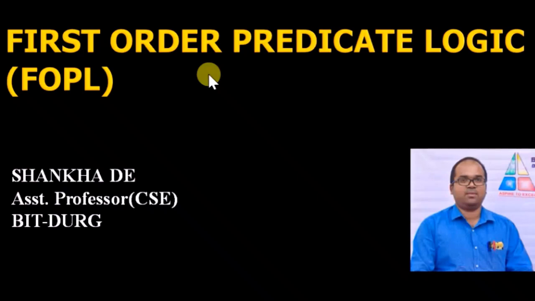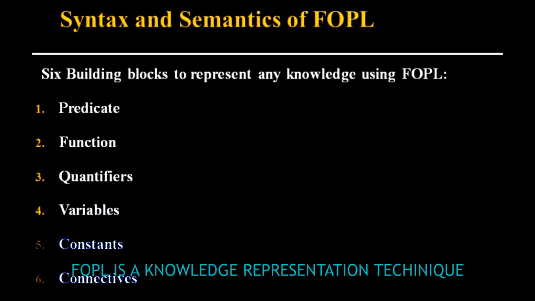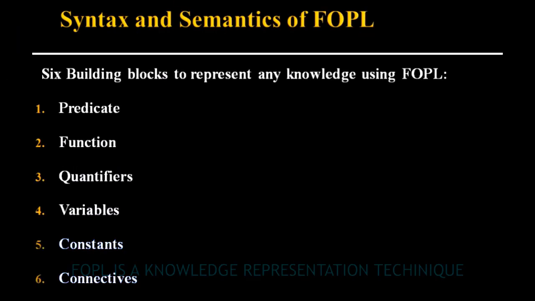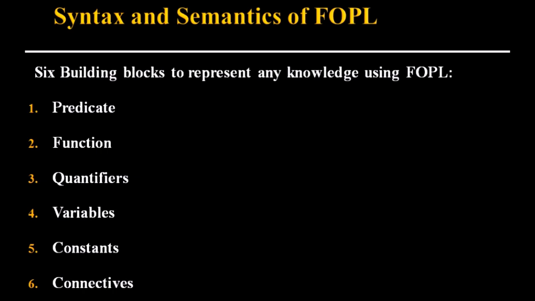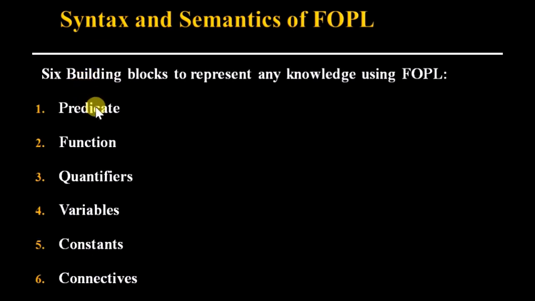Today we'll discuss first order predicate logic, which is used to represent knowledge in artificial intelligence. Any knowledge can be represented by FOPL. In FOPL, there are 6 building blocks to represent knowledge. First is predicate, function, quantifiers, variables, constants, and the connectives.